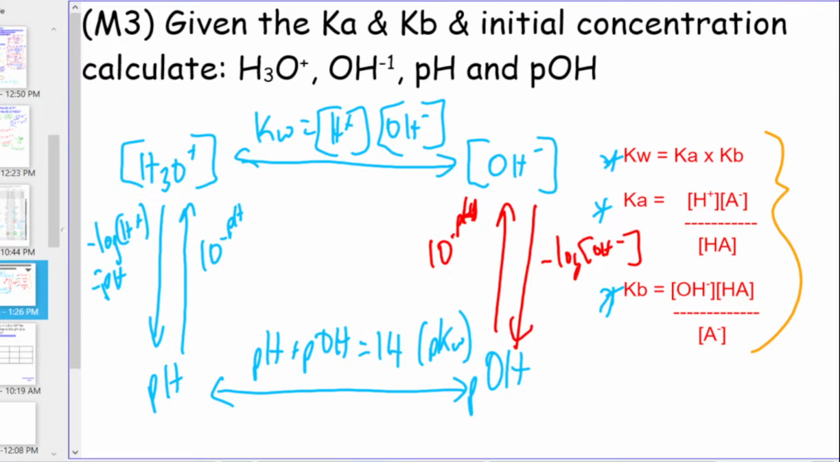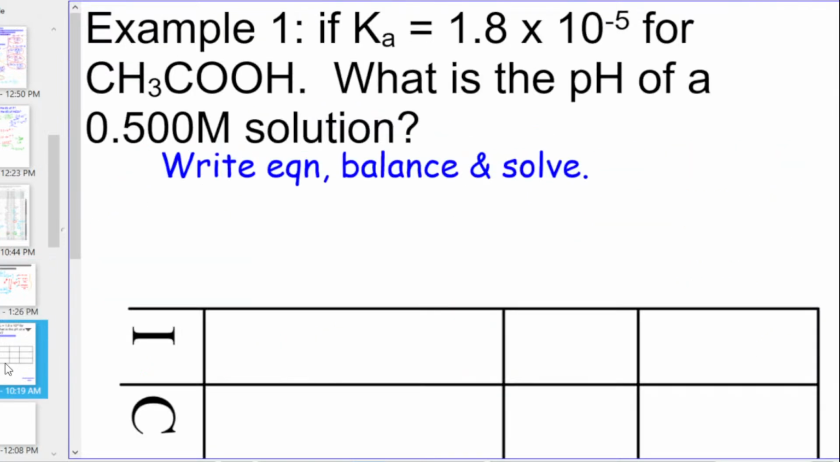And now for my favorite part. Ready? If Ka equals 1.8 times 10 to the minus 5 for CH3COOH.